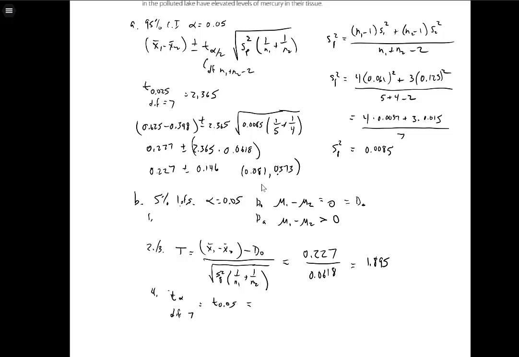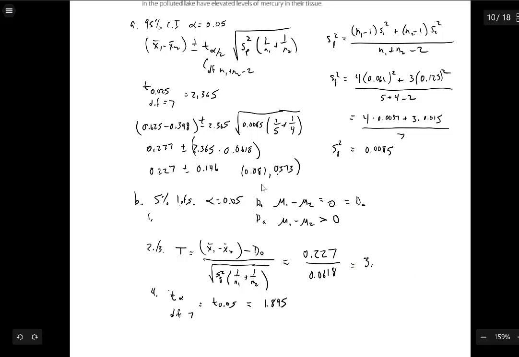Why do I have 1.895 back up here? I go back and look at my notes. And actually, if I divide 0.227 divided by 0.0618, I don't get 1.895. I get 3.67. I'd written the wrong number down there. Okay, so we go back here again.